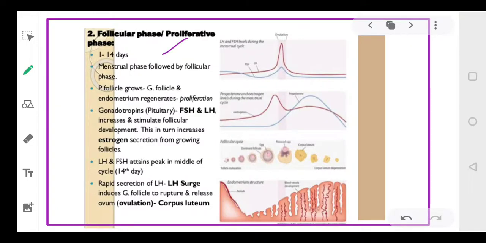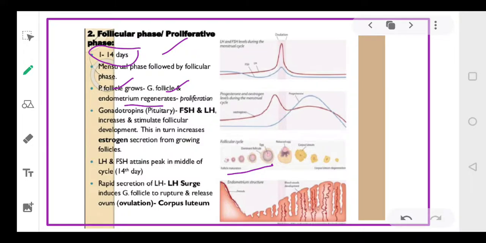Second is called the follicular phase. This follicular phase consists of the first 1 to 14 days. After the menstruation, the first 14 days are referred to as the follicular phase. Follicular phase means your primary follicle and secondary follicle are undergoing the process so that a mature ova could be formed. So your primary follicle will grow and form the Graafian follicle. The endometrium will again regenerate.